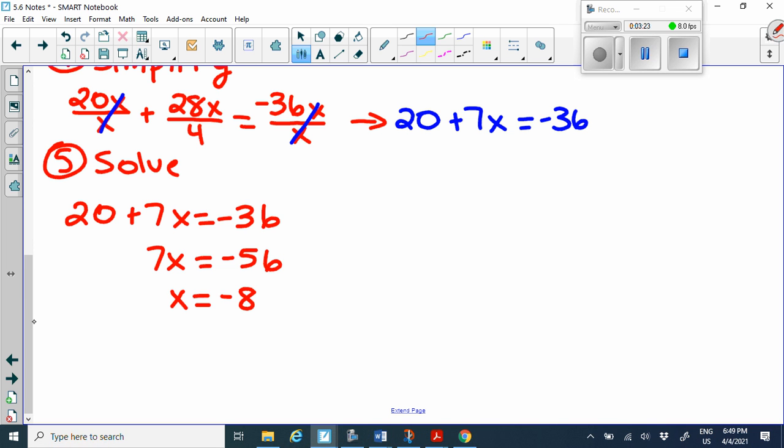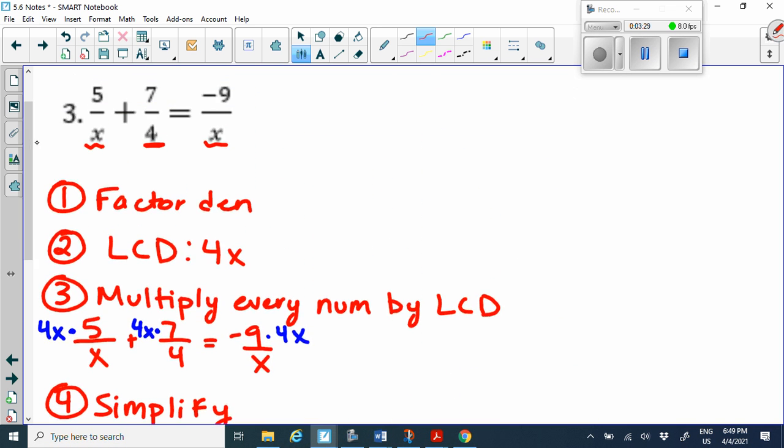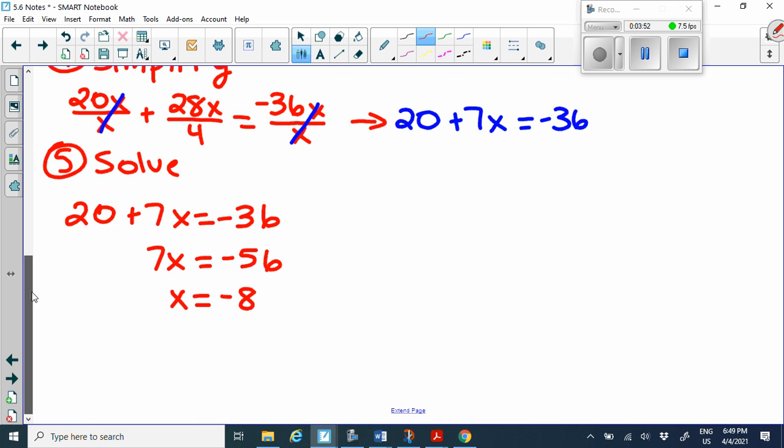Now remember, before I box this, I do need to plug it back into each denominator in the original equation, just to make sure I don't get 0. Okay, so negative 8 is our answer. If I plug negative 8 into the first denominator of x, I just get negative 8, so that works. Now if I plug it into my third, because my second doesn't have a variable, it doesn't matter. So I plug it into the third fraction's denominator, I get negative 8 again, which works too. So that means x equals negative 8 is my solution.